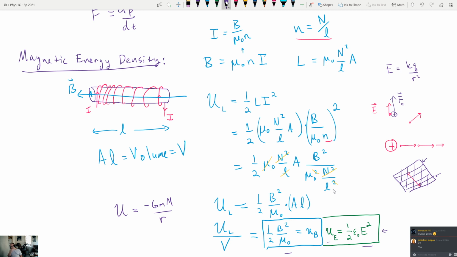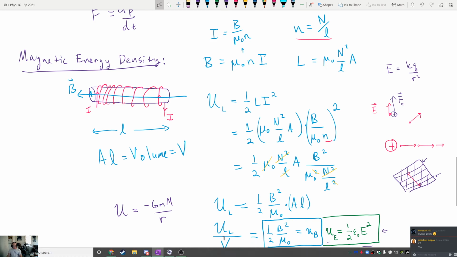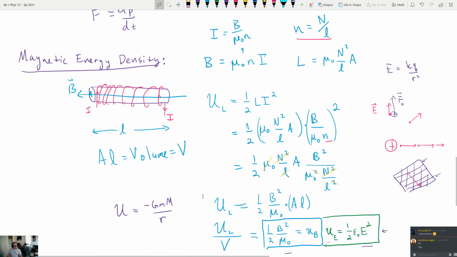So, anyway, that's magnetic energy density, and we're going to connect these two things together when we get to the chapter on light. We talk about the energy of a light beam and stuff like that. Okay, go ahead. What's up? No, that sounds interesting. So does anyone have any questions or comments?